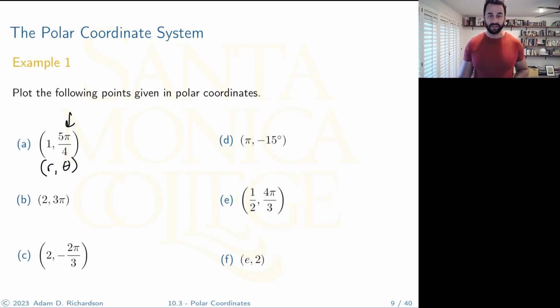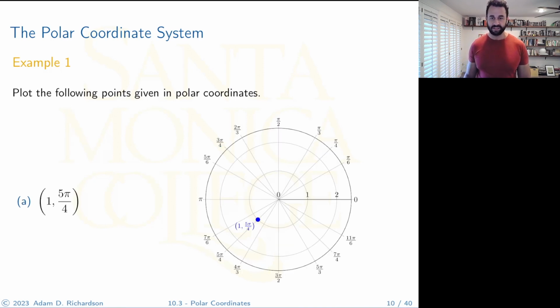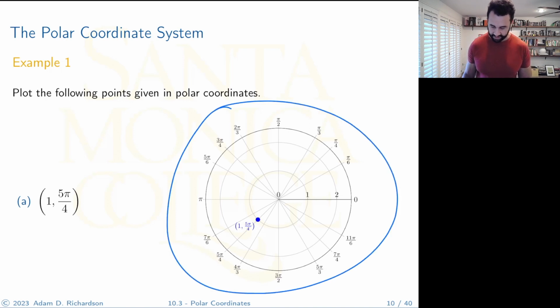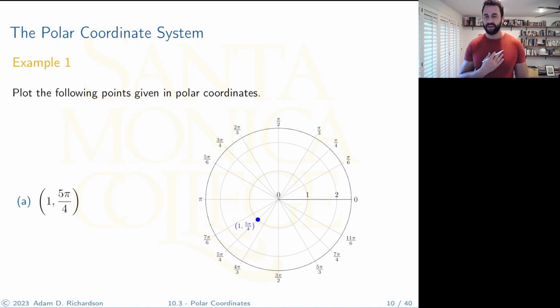All right, now let's take a look together. I actually have these nicely plotted, so I'm going to use the slides to my advantage here. This is the point 1 comma 5 pi over 4. And so what I'm going to do is emphasize some things. If you look at this figure, this is the polar plane. And what I have marked on here are all of the standard angles.